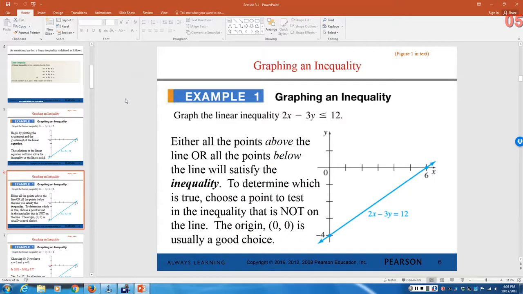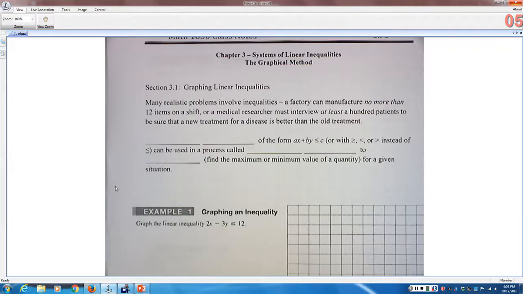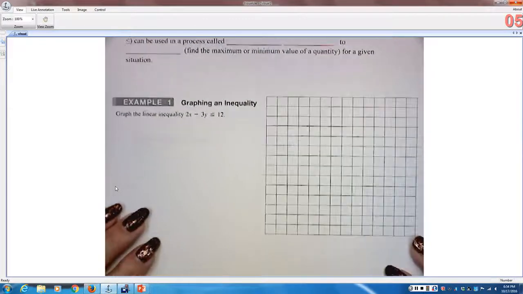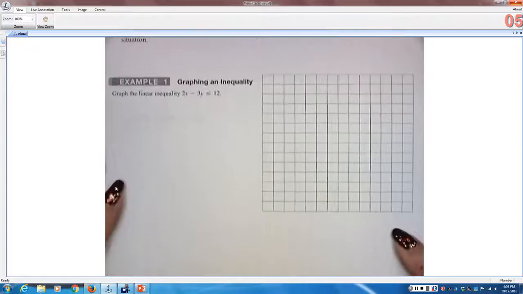So the way that we're going to do that, and I'm going to switch over now and actually graph it with you because I don't want to leave you behind. Are you playing this on integrity? Yes. Yes.